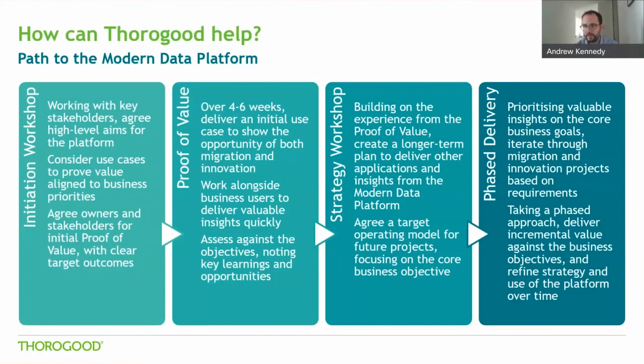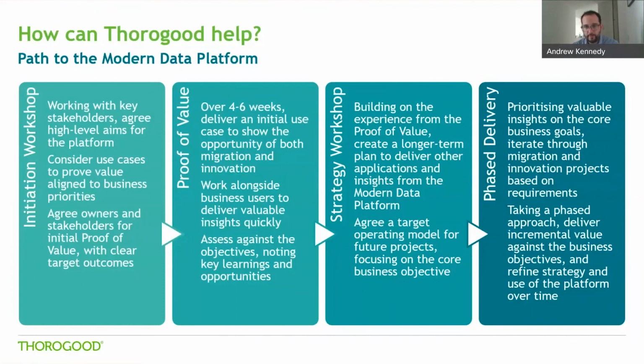We start with an initiation workshop and work with the key stakeholders to figure out what the key aims are, like we talked about at the start. Figure out which are the use cases which are going to prove value, the business priorities, and then figure out who the owners and stakeholders need to be for those, so that we can then get into proof of value and show what that development looks like, show what it delivers in that next period.